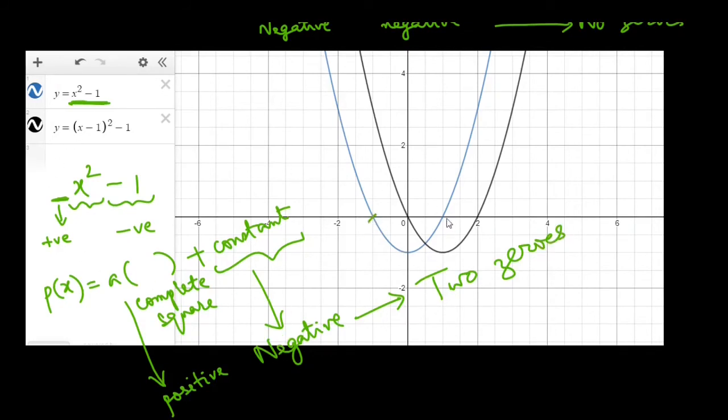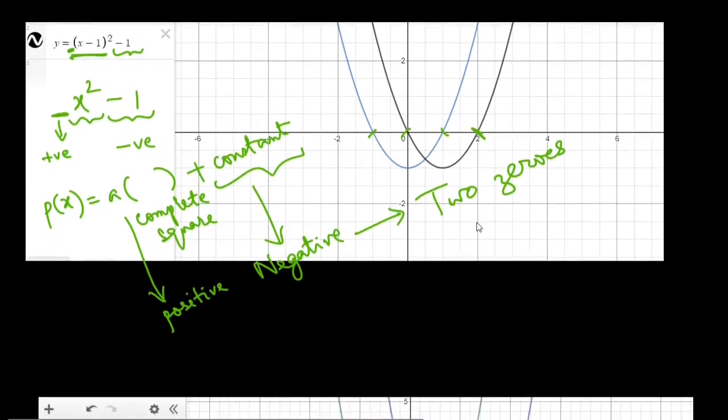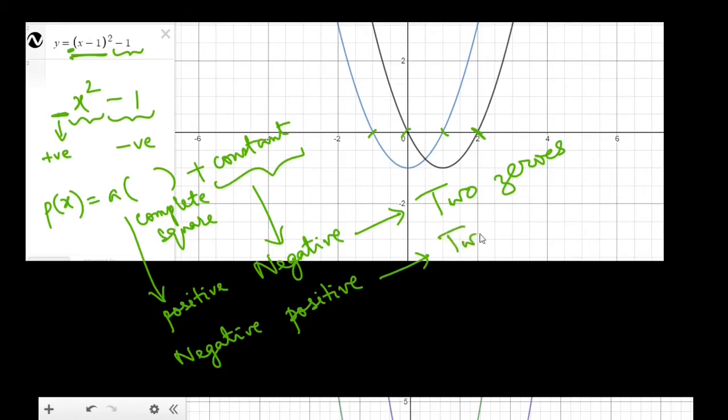See here we have zeros for this polynomial, and for this polynomial also, here it is a complete square and a here is positive but the constant here is negative. So this also has two zeros. If a is negative and the constant is positive, then also the polynomial has two zeros.